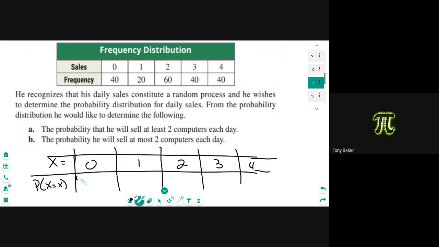So I would do 40 divided by 200, which is what? You can give it to me as a decimal. Okay. Then I would do 20 divided by 200. What?